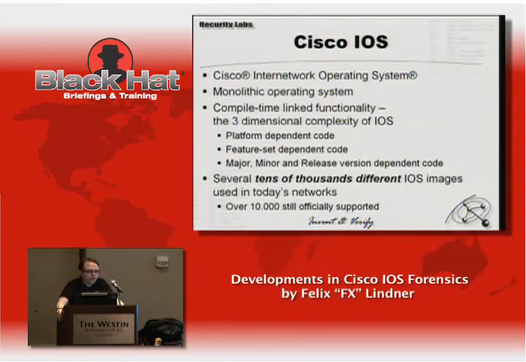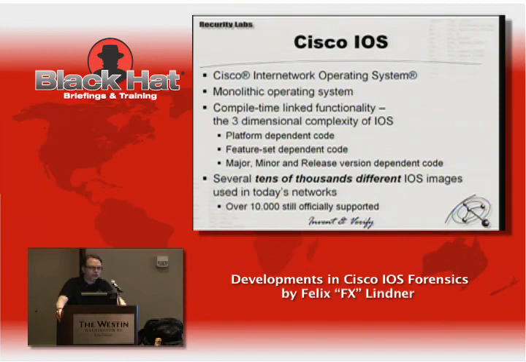Then you have feature-set dependent code, because they don't give you all the features right away. It's comparable to Windows Vista: there's the home version, the professional version, the ultimate version, and the broken version. And the same with IOS, but you have a lot more combinations. And then you have major, minor, and release versions. It's actually 3 version numbers right after each other.